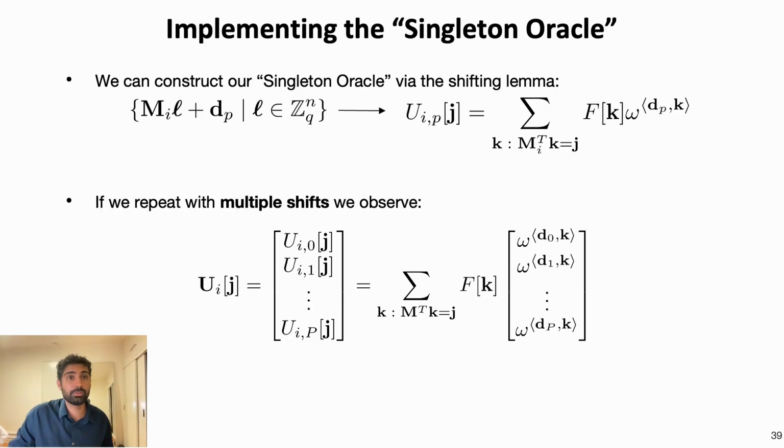Now let's return to implementing our oracle. The key idea is using the shifting lemma for Fourier transforms. If we subsample again by looking at the range of a matrix, but now we shift by some vector d sub p, it amounts to a phase shift in our subsampled Fourier transform that depends on the particular index k of the non-zero Fourier coefficient. Now, if we repeat this process with multiple shifts, then we'll get some sort of vectorized observation. And the phase of this vector will tell us a lot of information about k.